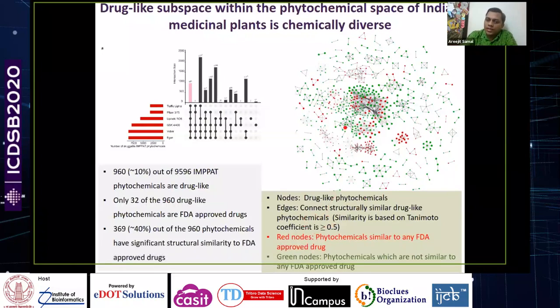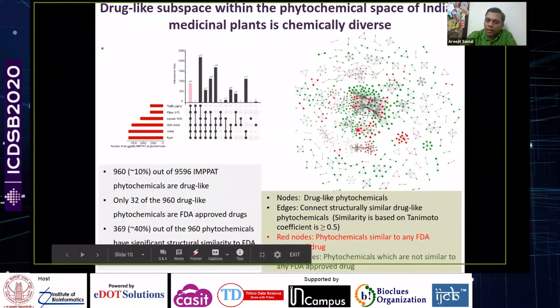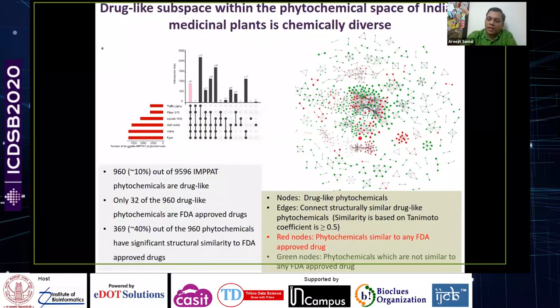The color coding is as follows. A red phytochemical is one which is similar to any FDA approved drug. A green node is one which is not similar to any of the FDA approved drugs. So you can see there are some disconnected clusters. So the space is highly chemically diverse. There are some clusters with many reds, so they have similarity to FDA approved drugs, but there are also clusters which are purely green. So these are maybe potentially new diverse chemical spaces to explore.